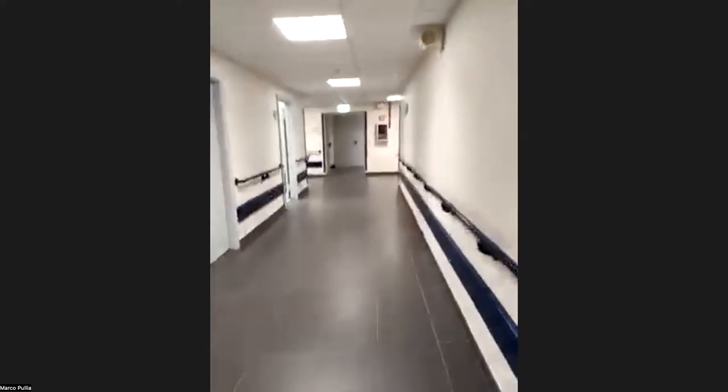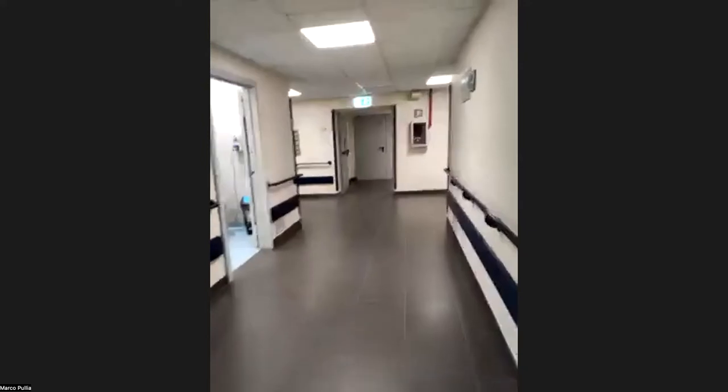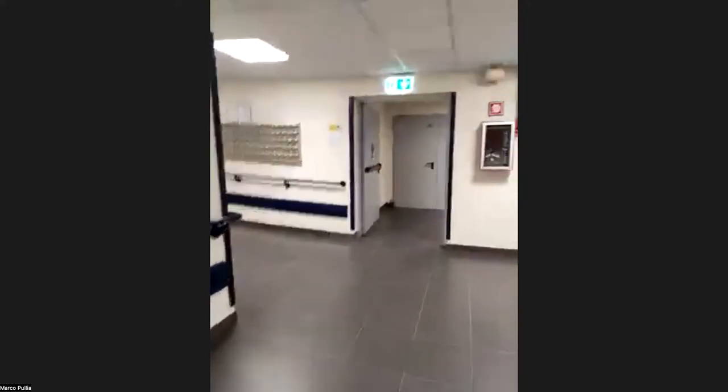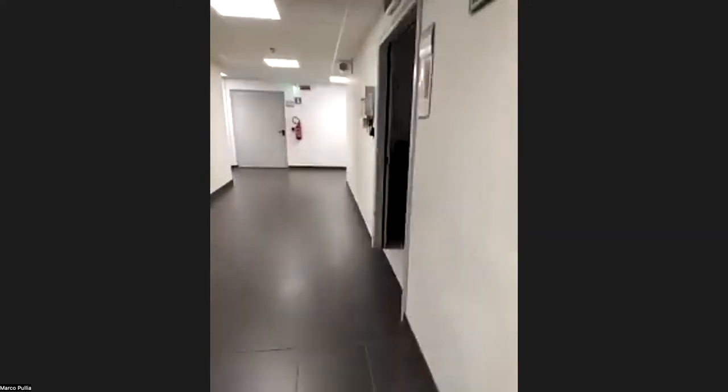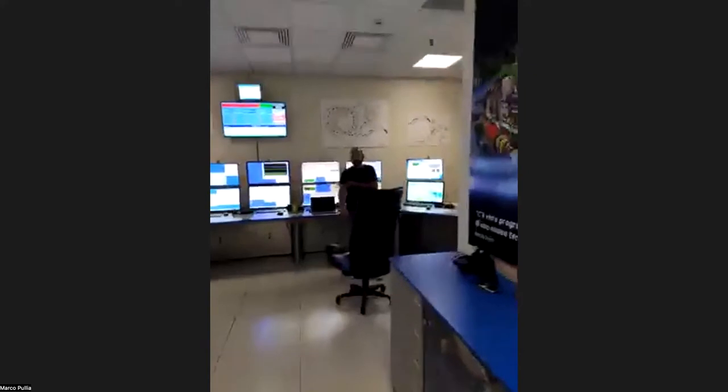You hear a fantastic noise of when we're closing the synchrotron room. So here we have our control room.